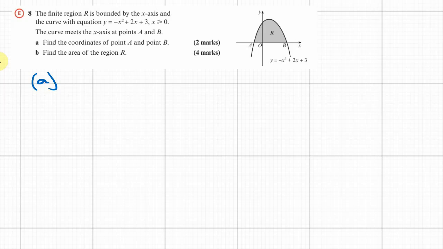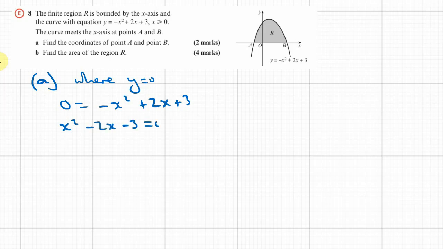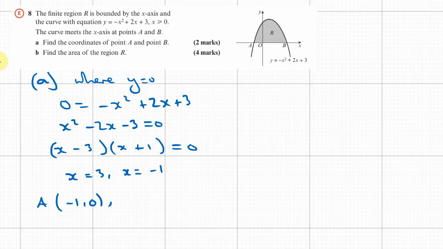So A and B are on the x-axis, so it's where y equals 0. So 0 equals minus x squared plus 2x plus 3. I'm going to get everything to the other side to make the x squared positive, and then I'm going to factorise. Minus 3 plus 1 seems to work for me. So then x equals 3, x equals minus 1. So then my coordinates, just have a look at the diagram and see which one makes most sense. A is going to be the one furthest to the left. And there we go.